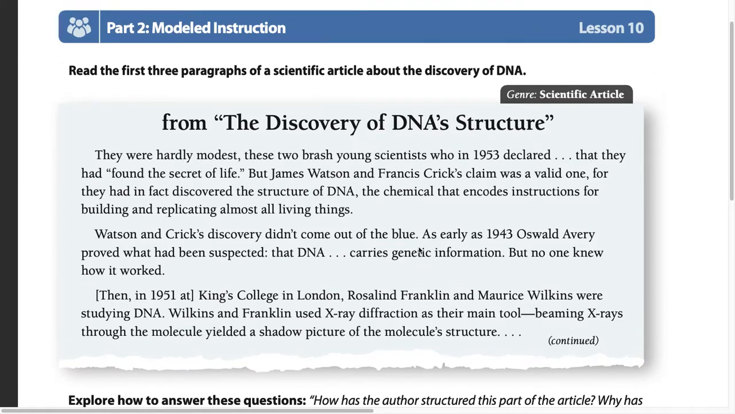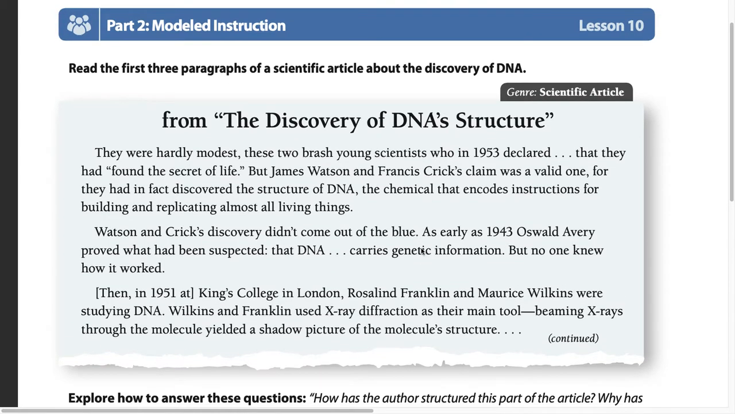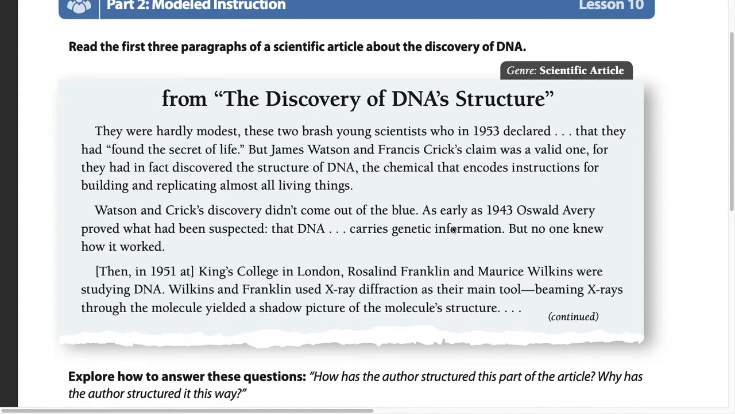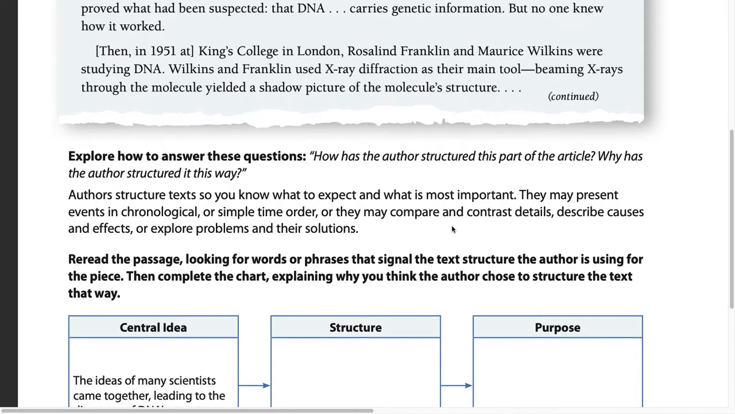So when I'm trying to figure out the text structure, I look at words that show how ideas or events are related. So I see the date 1953, and I see the date 1951, 1943. This is already telling me this is probably chronological, right? Let's look at the chart below.